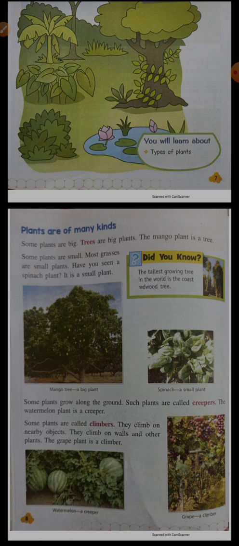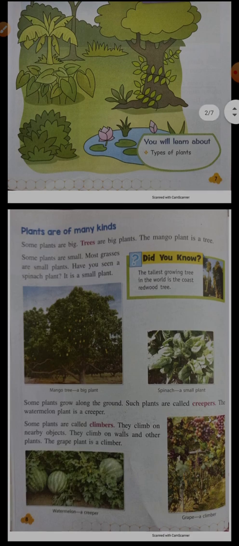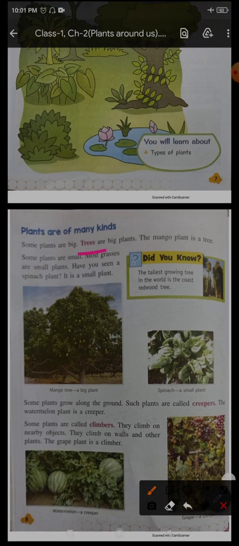Actually, we see many types of plants around us, and all the plants do not have the same shape and size. Some plants are tall, some are strong, some are short, while some are weak. In this way we categorize plants. So here it is a tree. What is a tree? A big plant is called a tree.